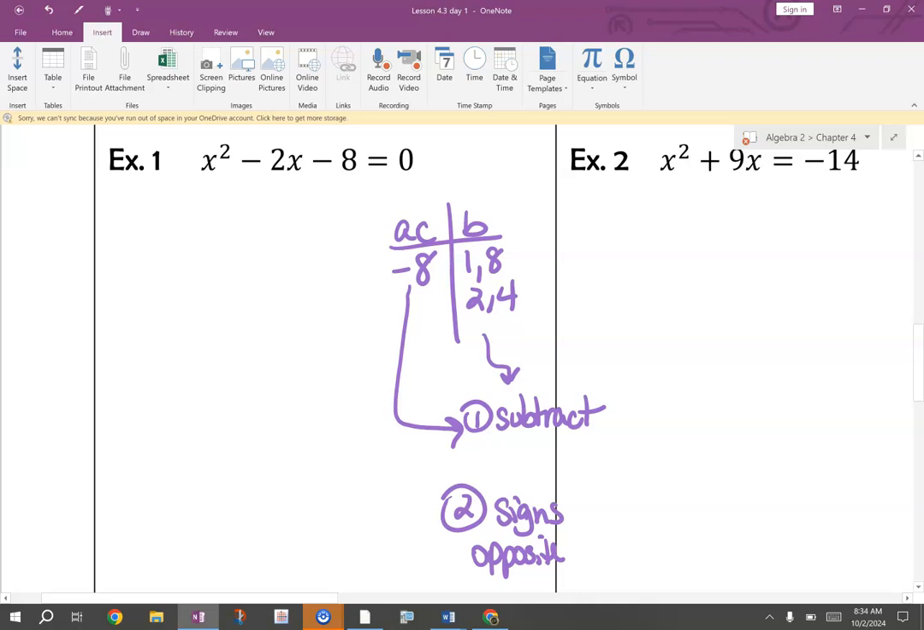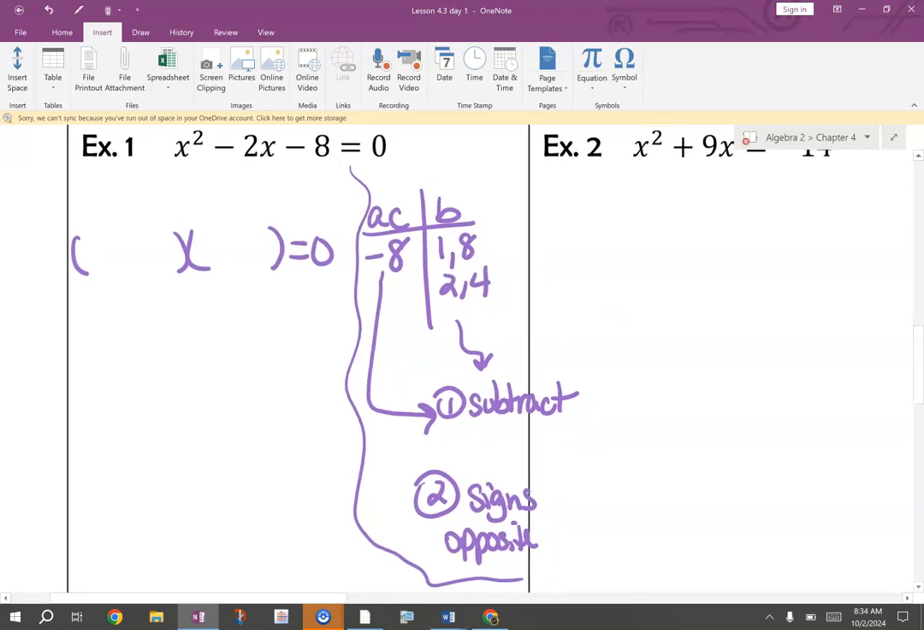Okay, so now that we have everything listed in our B column, we're going to go ahead and set up our shell. I kind of call it a shell because it's just the parentheses. Set up our shell. You're going to start by separating the x squared into x and x. Now, see down here where it says signs are opposite? So that means you're going to go plus minus.